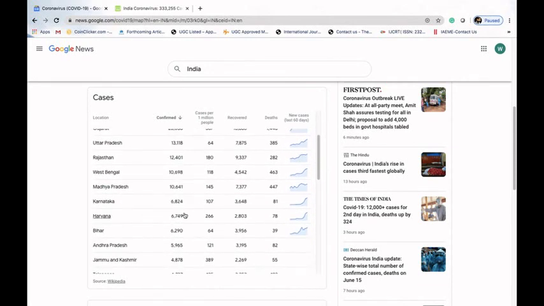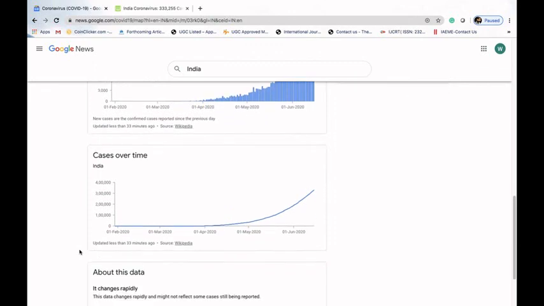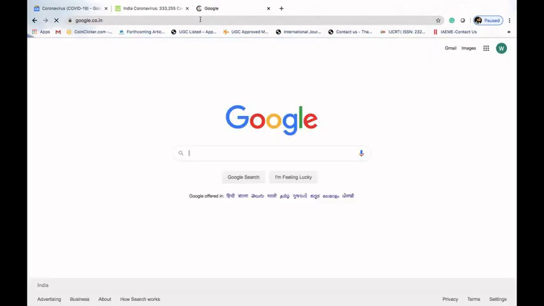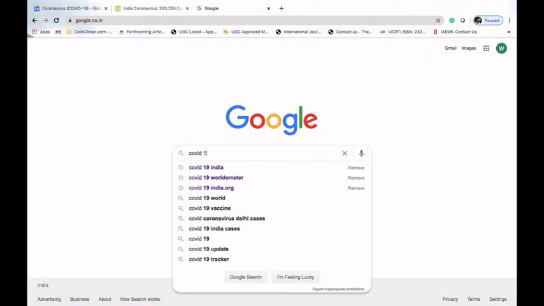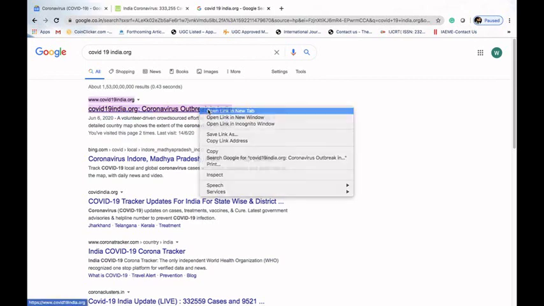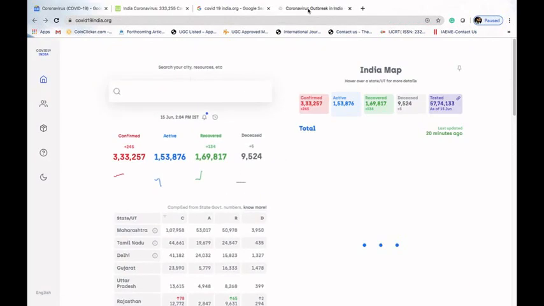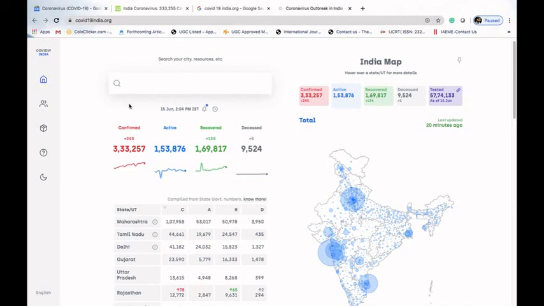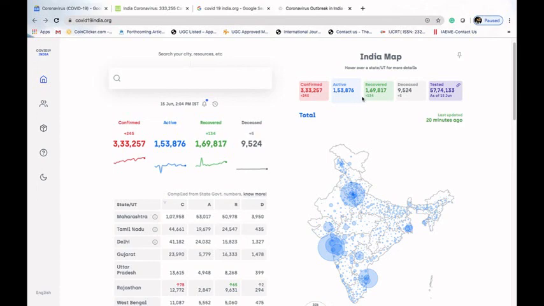Now if we want to go for detailed research about a specific district or state, we have to go to Google and write covid19india.org. This is the website which will give us information specifically about India. Here we can see the data about India. You can get information about your city, your district, your state, your country. The total number of confirmed cases, active cases right now, recovered cases, and deceased cases are shown, and the total number of tests done so far is 57,74,000.